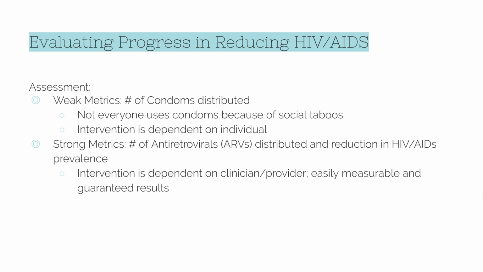On the other hand, a strong metric could be the number of ARVs, or antiretrovirals, distributed and the reduction in HIV or AIDS, since this intervention is dependent on the clinician and provider. It is easily measurable and has guaranteed results of decreasing prevalence of HIV/AIDS.